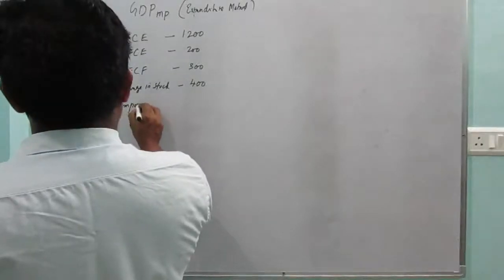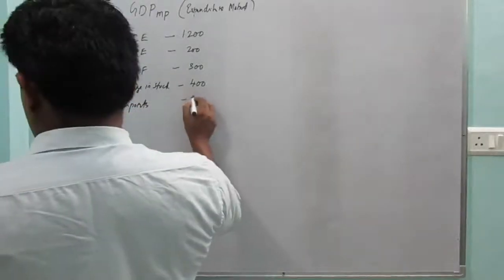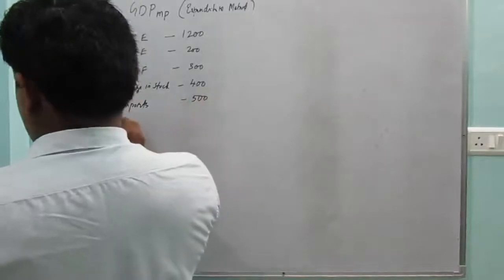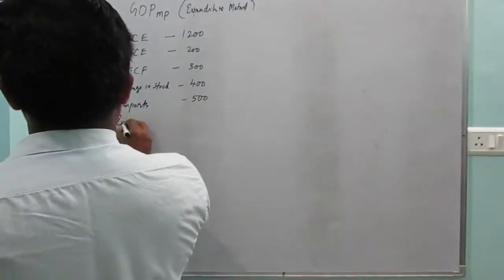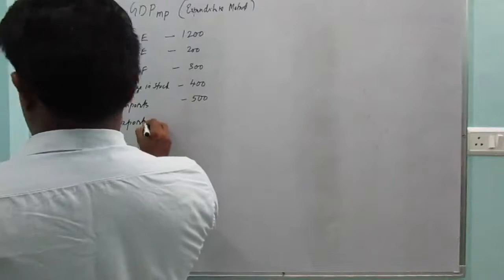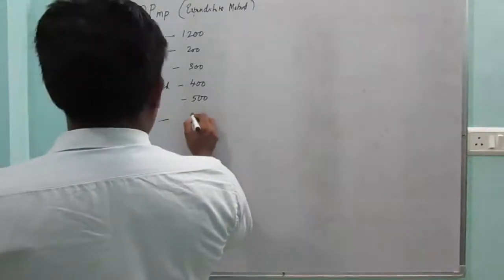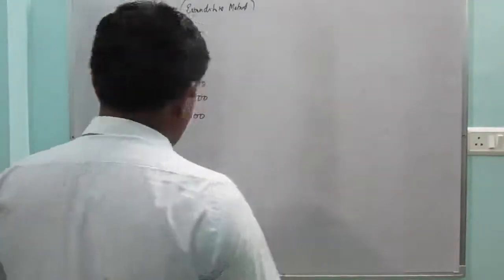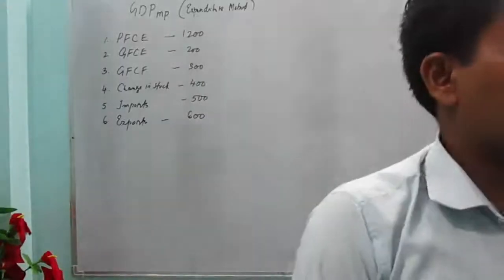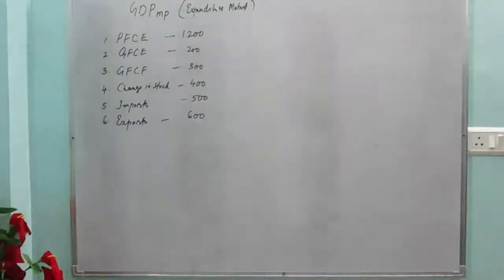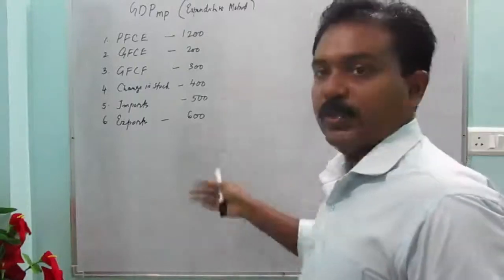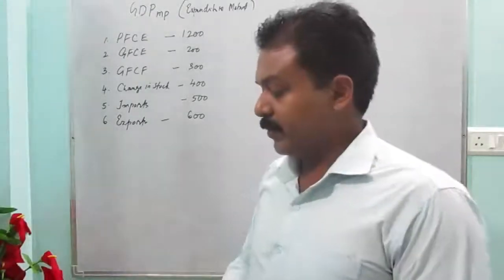Imports 500. Exports 600. So these are the questions given. Now we need to calculate national income. So questions noted down.